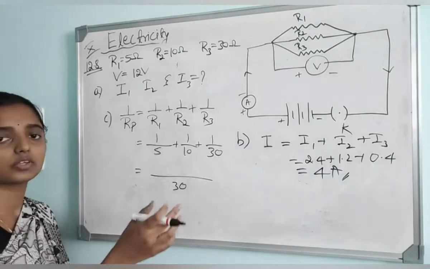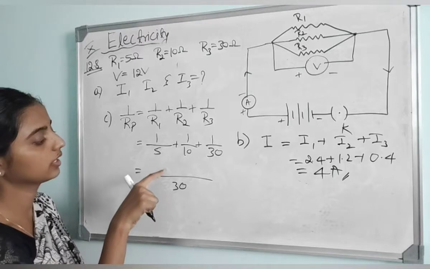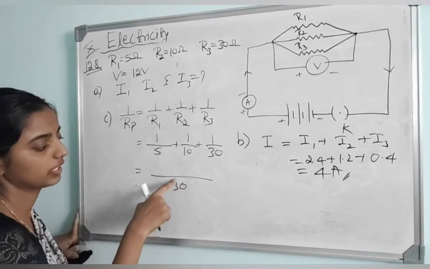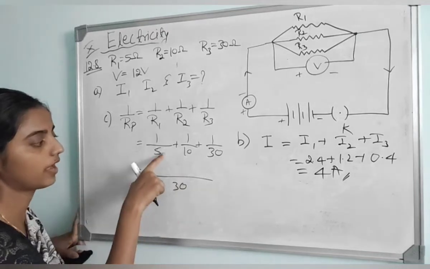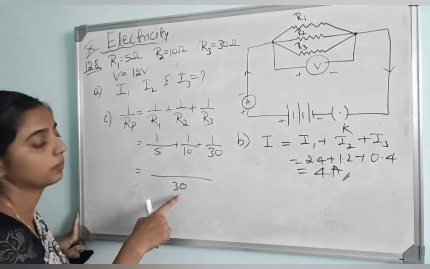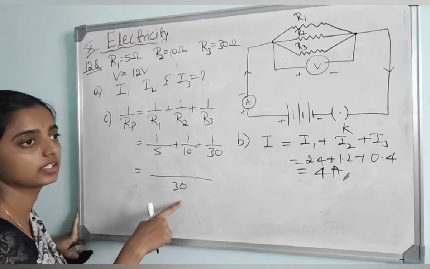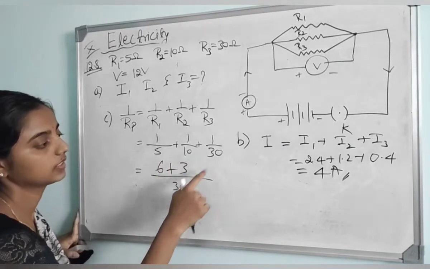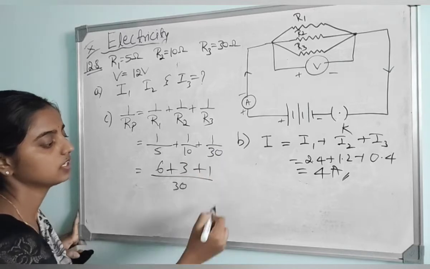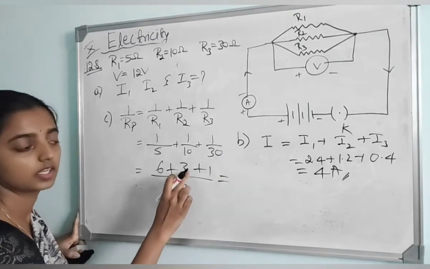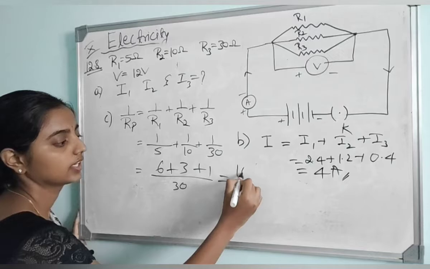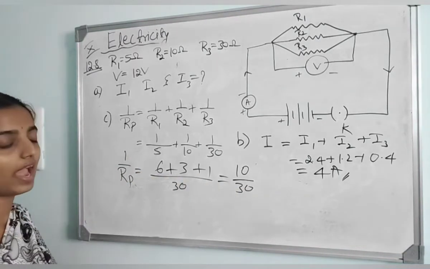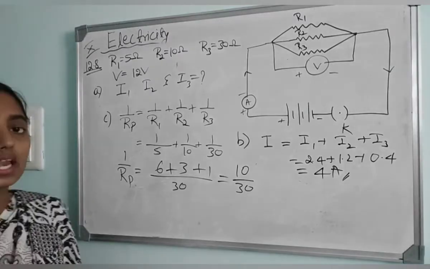And you have a different method, you can use anything you want, and we need to multiply this number so that we should get this LCM as the answer. So 5 into which number we need to multiply so that we get 30? That is nothing but 5 6s are 30, 10 3s are 30, and 30 1s are 30. 6 plus 3, 9, 9 plus 1, 10. 10 by 30 is what? RP value, that is resistors in parallel.